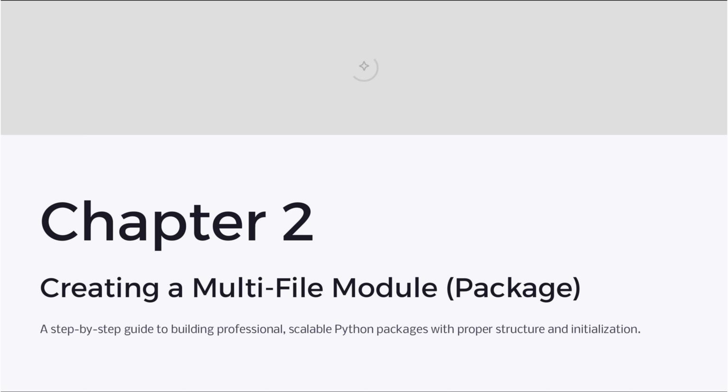Creating a multi-file module involves organizing code into a package structure. Start by creating a root folder, such as mymath, and add an empty __init__.py file. This file signals Python to treat the directory as a package, allowing for organized imports. This structure enhances scalability and maintainability in Python projects.